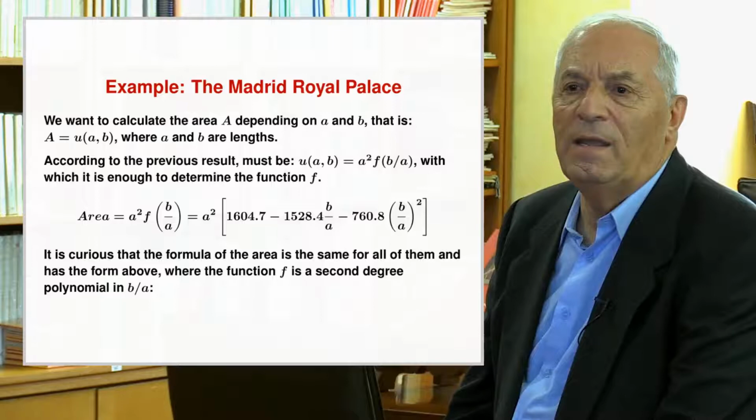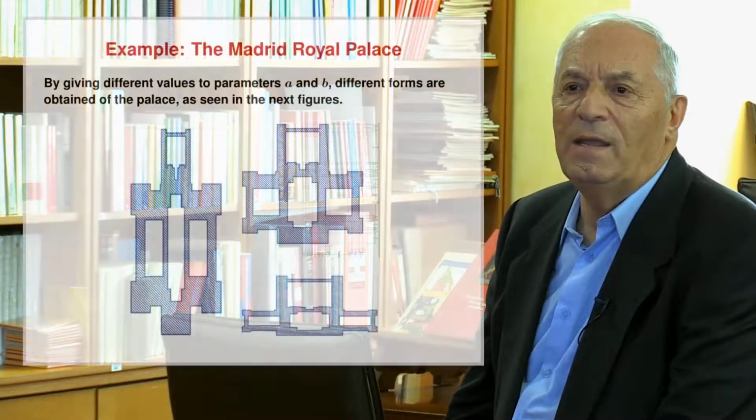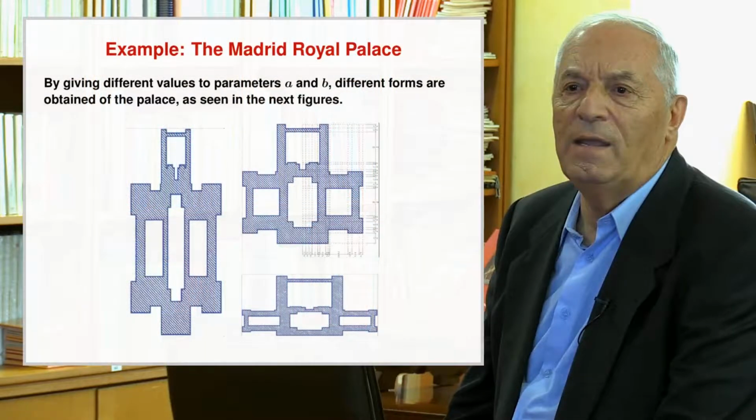It is curious to see that the formula of the area is the same for all palaces having the same topology, and that it has the form above, where the function f is a second-degree polynomial in the dimensions ratio b over a. We remind the reader that this ratio comes from the Buckingham theorem. By giving different values to parameters a and b, different forms of the palace are obtained, as seen in the figures. However, all of them keep the same topology.